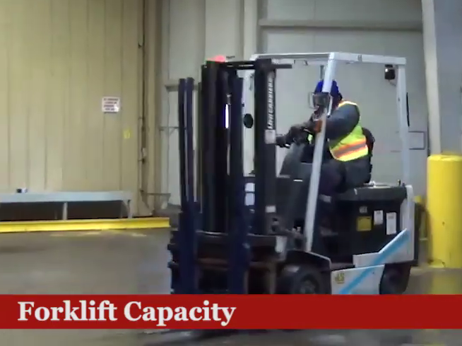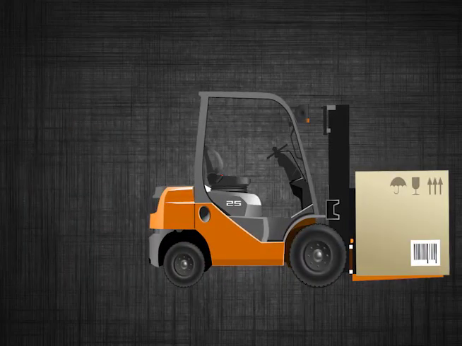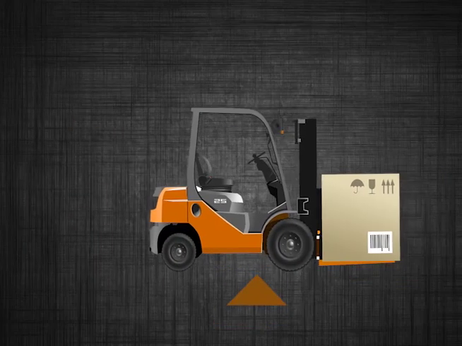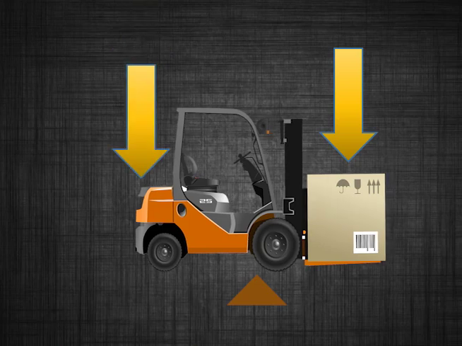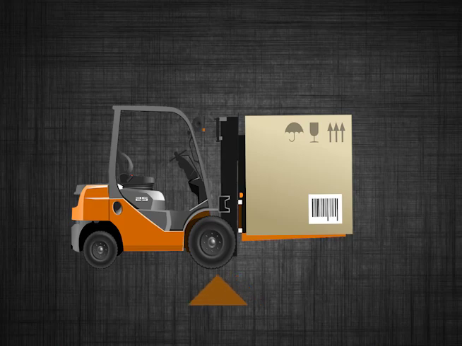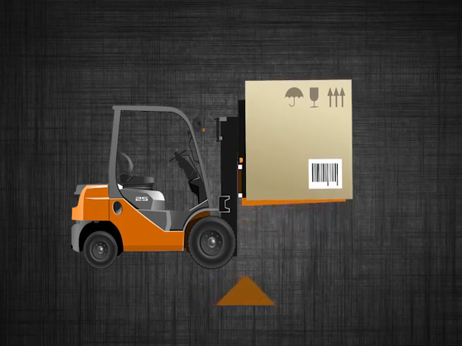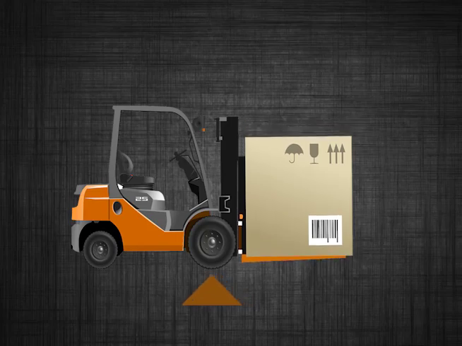Let's take a look at some important principles of forklift operation. A forklift operates under the same principles as a children's teeter-totter. The weight of the load in the front must be balanced by the counterweight in the back, to keep the vehicle from tipping. Unlike a teeter-totter, the center of gravity of a loaded forklift is constantly changing, so the stability of the vehicle also changes.